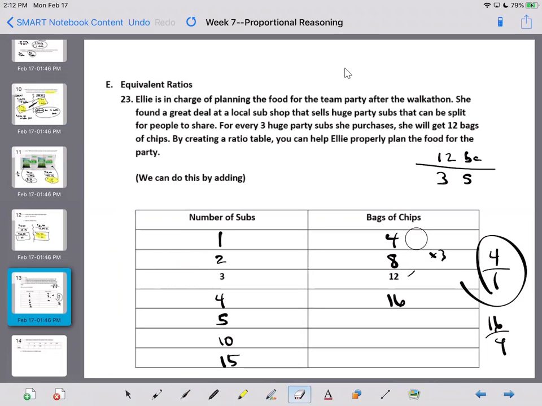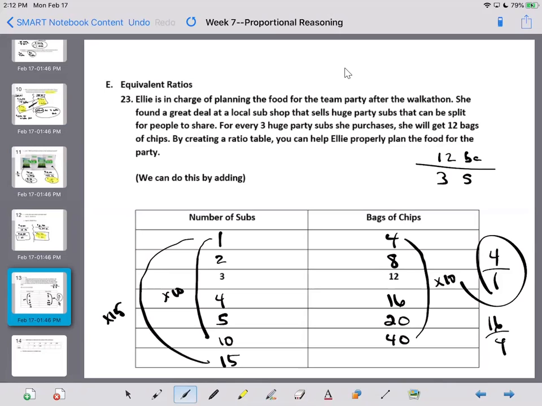Okay, so let's still take that idea of 4 to 1. This would be 20, because 20 divided by 5 would still be 4 to 1. This would be 40. 4 multiplied by what gets you 40? That would have to be 10. 1 multiplied by 10 gives you 10. So 1 multiplied by what gives me 15? Well, 15 multiplied by 4 gives me 60.